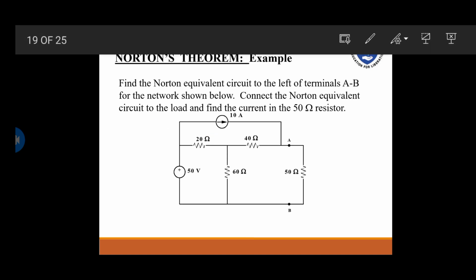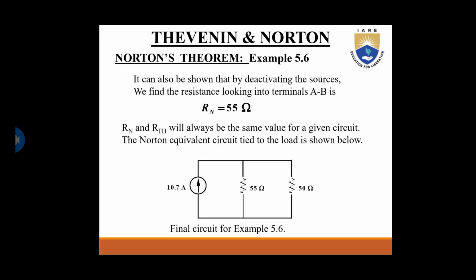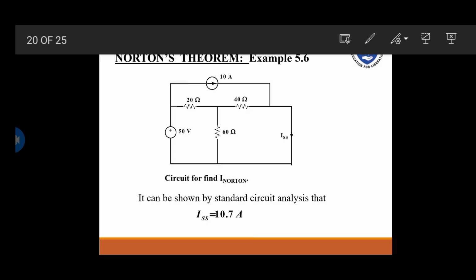Now let us consider an example and try to solve it. Find the Norton equivalent circuit to the left of terminals AB. Connect the Norton circuit to the load and find the current flowing through the 50 ohm resistor, using Norton's theorem. As I discussed, just make sure it is in line.